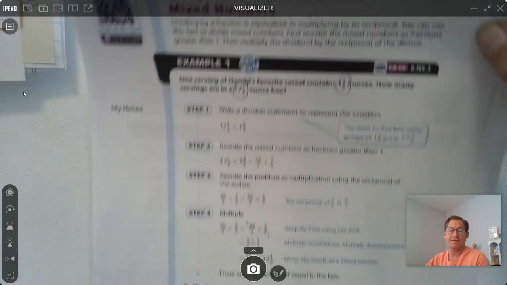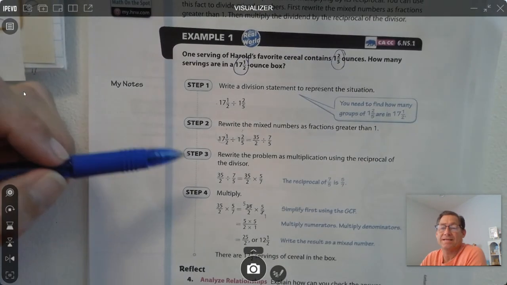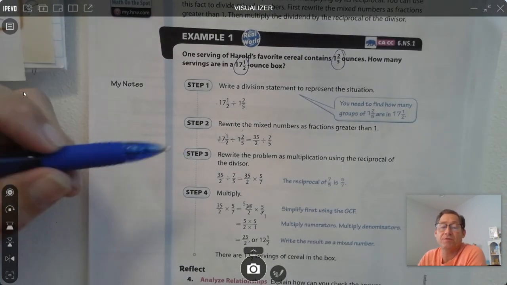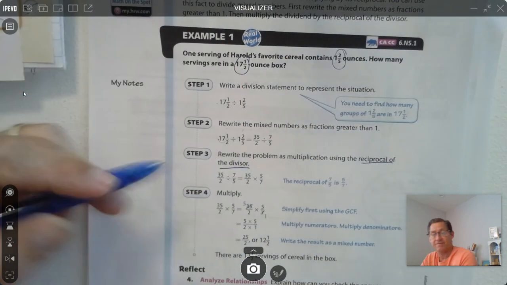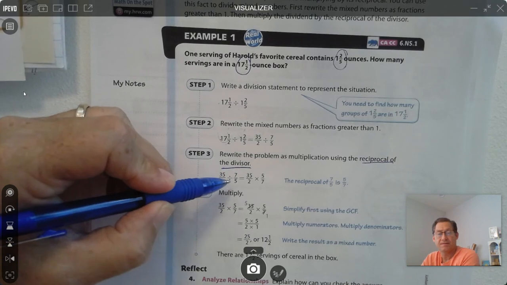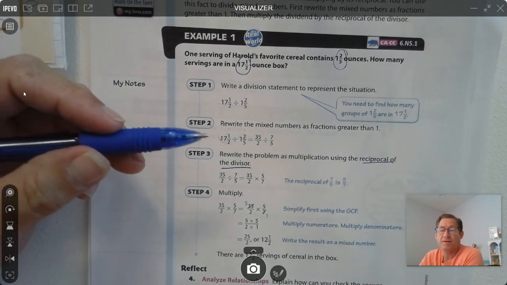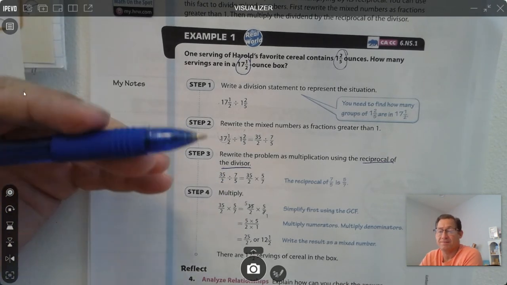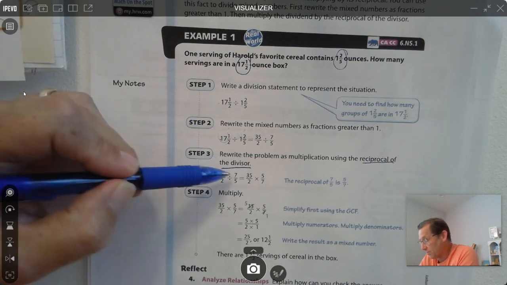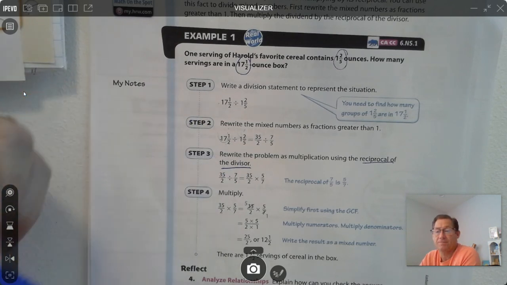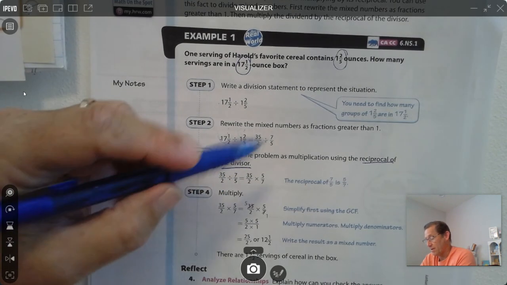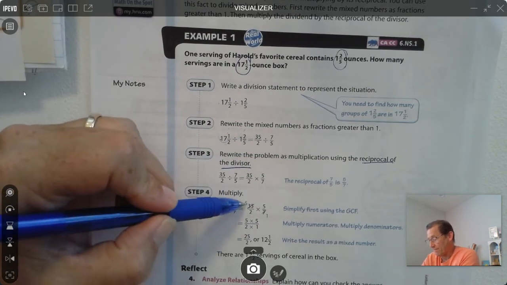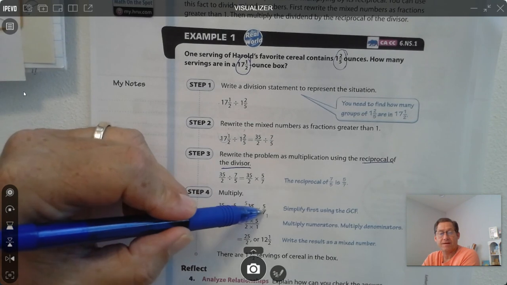Well, we can rewrite the problem as multiplication using the reciprocal of the divisor. So the divisor is 7/5, and the reciprocal of 7/5 is 5/7. What would we have to multiply 7/5 by to get a value of 1? Well, 5/7. All right, so then we have 35 halves times 5/7.